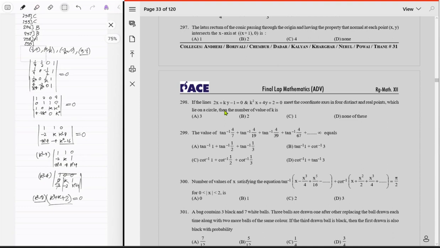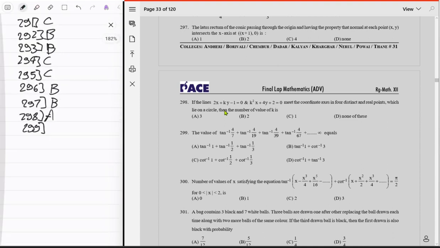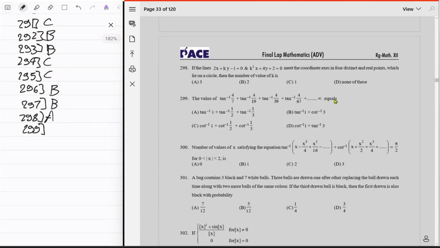बड़ा सा लंबा था ना ये. या जो भी है, तुम्हें 3 वैल्यूज मिलने वाली है. नेक्स्ट क्वेश्चन. द वैल्यू ऑफ दिस इज इक्वल टू 10 raised to 4/7 plus 10 raised to 4/19 होगा जो ये टिल इंफिनिटी.